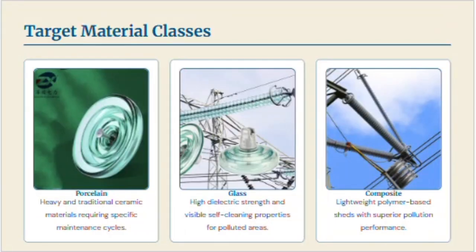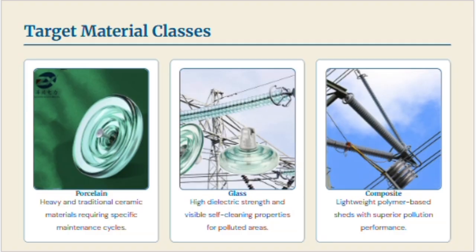Different materials degrade differently. Identifying the material is the first step towards targeted and predictive maintenance. We didn't just want to detect insulators, we wanted to know what they were made of. We focused on the three most common industrial materials: porcelain, glass, and composite.